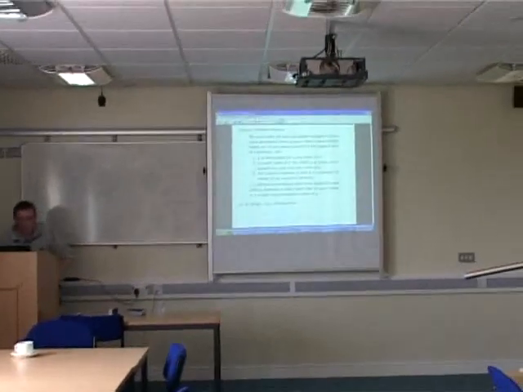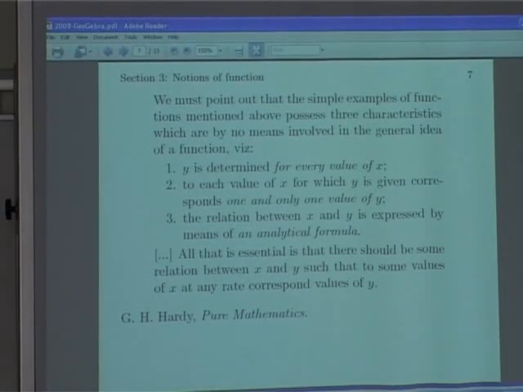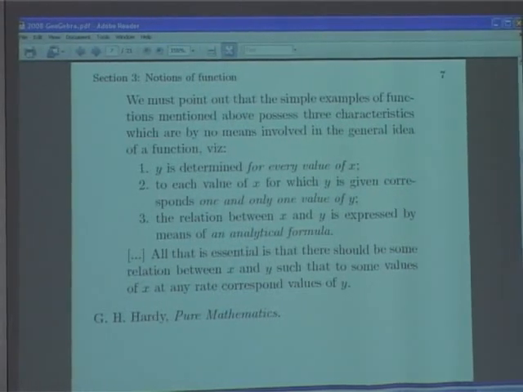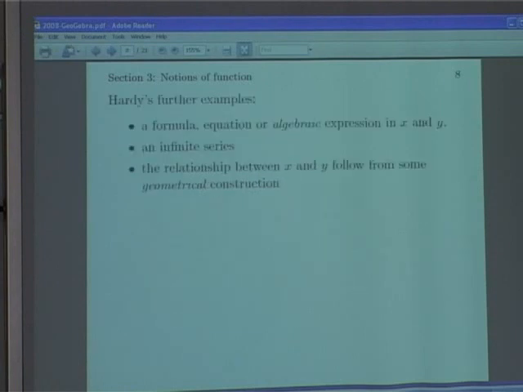And he says, we must point out that the simple examples of functions mentioned above possess three characteristics which are by no means involved in the general idea of a function. y is determined for every value of x. To each value of x for which y is given corresponds one and only one value of y. The relation between x and y is expressed by means of an analytic formula. All that is essential is that there should be some relation between x and y such that to some values of x at any rate correspond values of y. So he goes on to talk about algebraic expressions, infinite series, and then he talks about the relationship between x and y following from some geometrical construction. So to Hardy, and he explicitly says that, a circle is a good enough function.